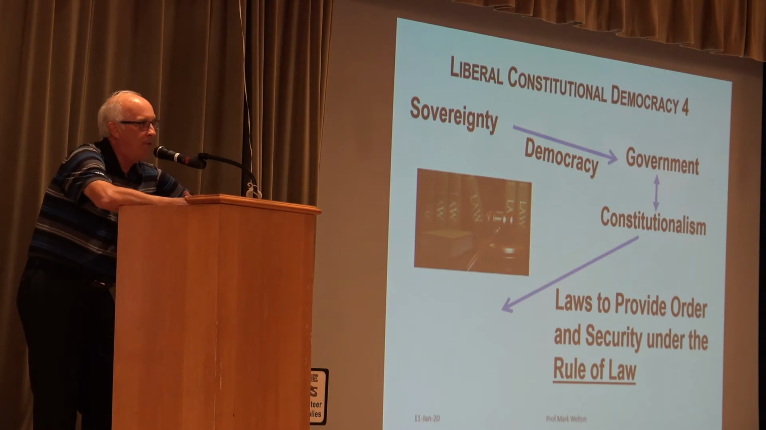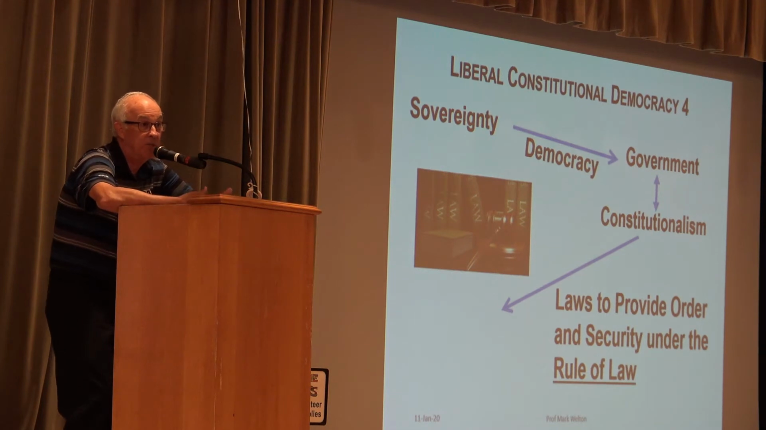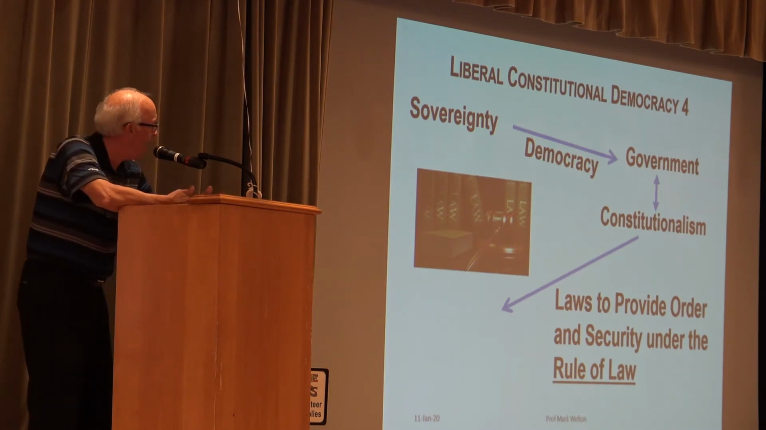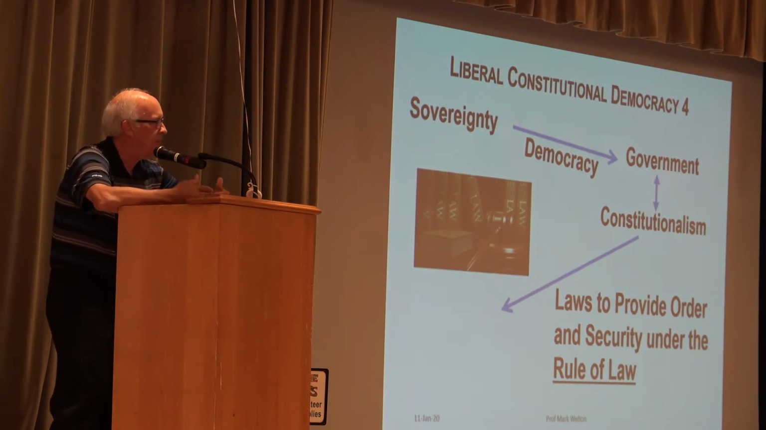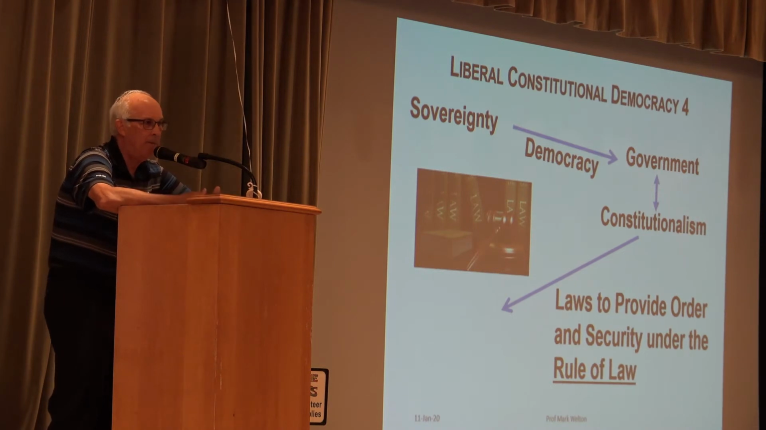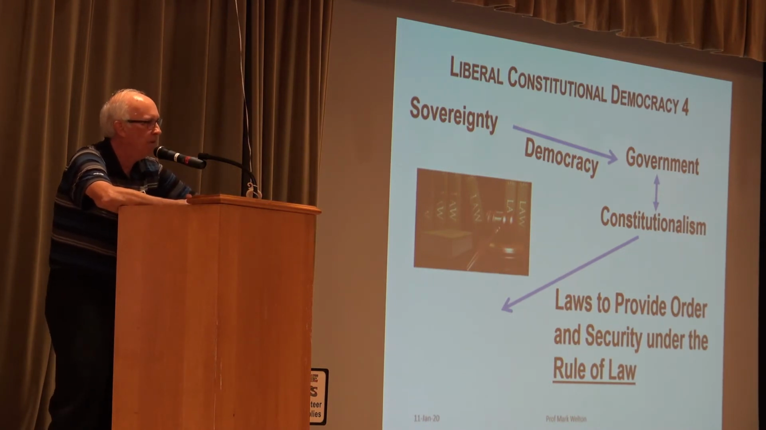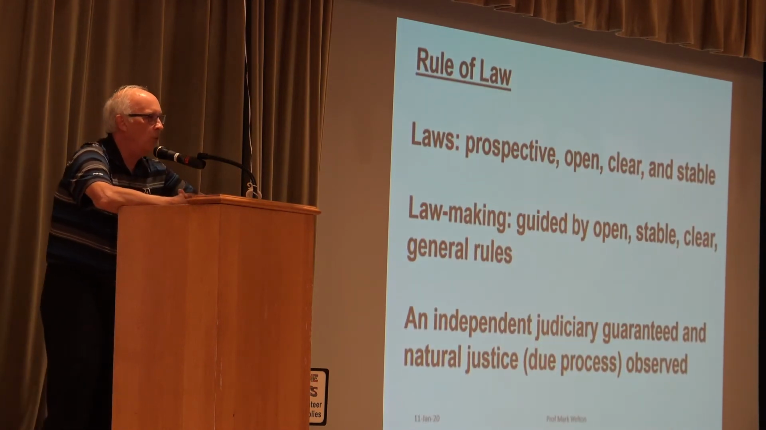Okay, so now we've got some pieces of the puzzle in place. So what does government that is hopefully founded on a principle of constitutionalism do? It passes laws. And in a liberal constitutional democracy, we want laws that are passed and implemented under what we call the rule of law. Next slide. So what is the rule of law?